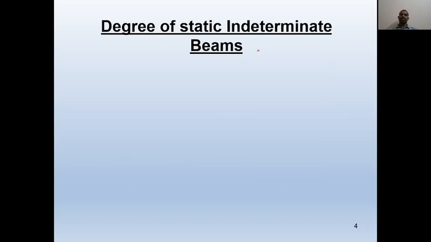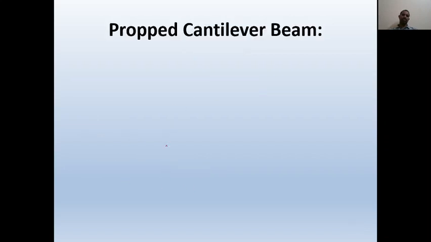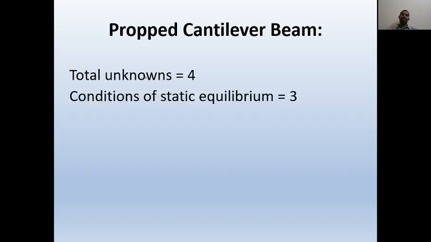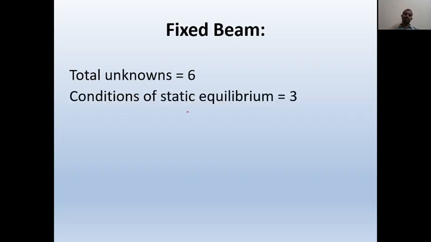Degree of static indeterminacy of beams: propped cantilever beams, fixed beams and continuous beams. These we have just now discussed. A propped cantilever will have 4 unknowns, because we have seen a fixed support has 3 plus a roller 1, total 4. Therefore a propped cantilever beam is statically indeterminate to the first degree. Similarly, the second one, the fixed beam: the total number of unknowns is 6, 3 at each fixed support, so 3 plus 3 is 6.